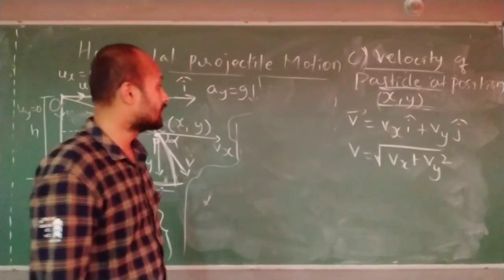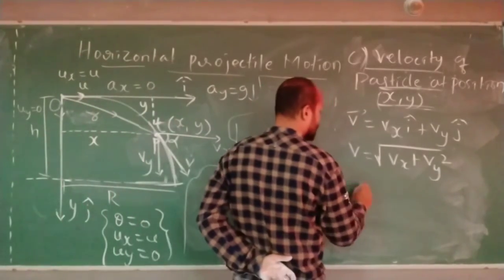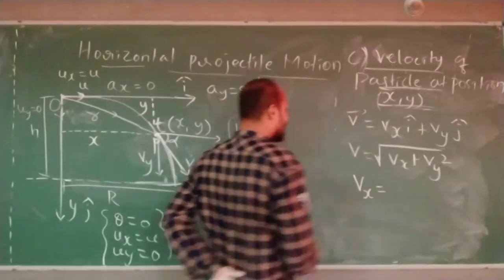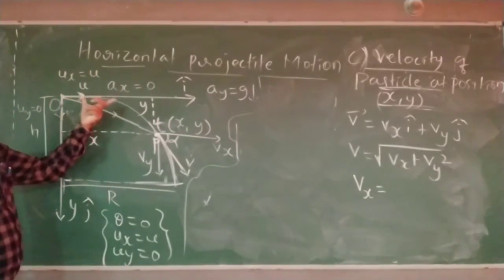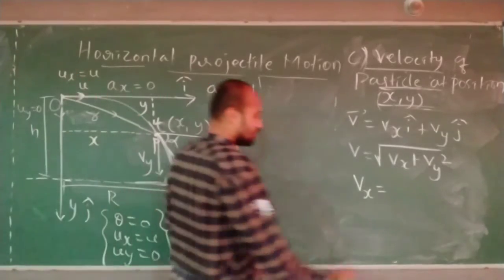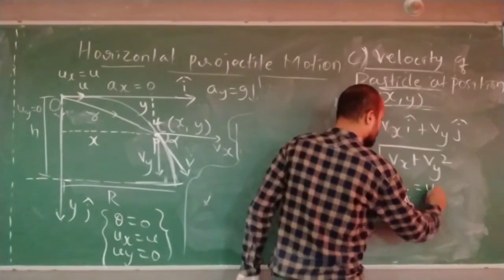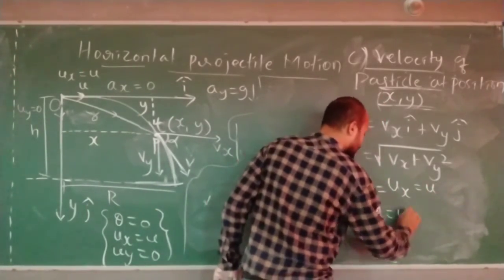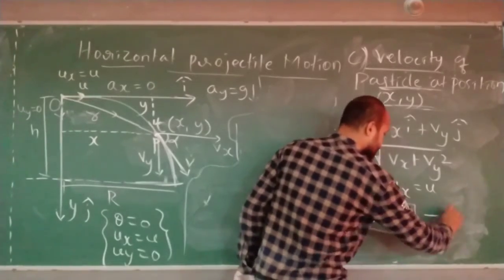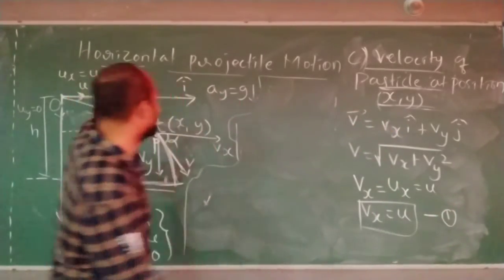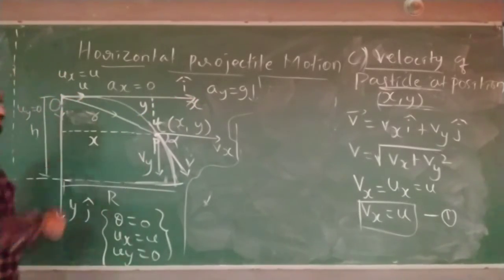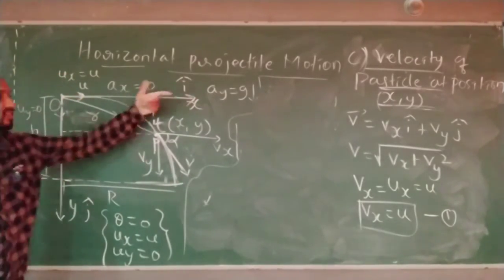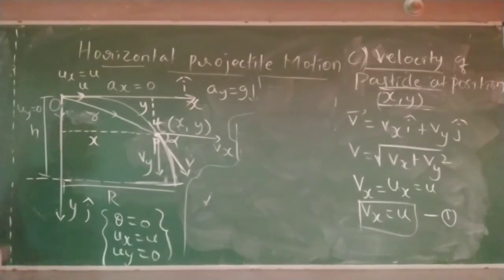Then what can we write? I want to write in terms of x and y. Vx is equal to Ux, which will be equal to u. So Vx will be equal to u. This is equation 1. This is along the x-axis, which is what is happening. Correct, no?